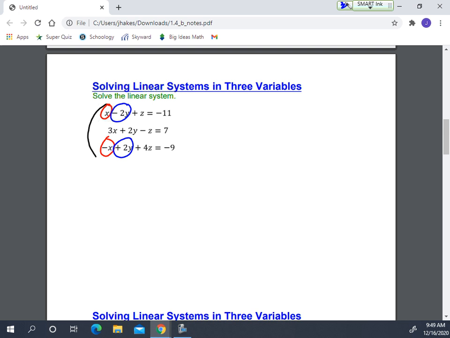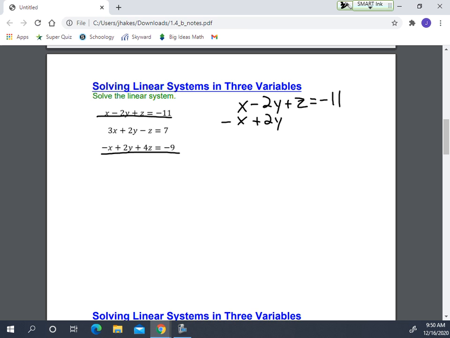Okay, so I'm going to set these two equations up over here. Let me erase this so I can read. x minus 2y plus z is equal to negative 11. And I already have opposites, so I don't even have to multiply by anything. Taking this equation, I have negative x plus 2y plus 4z is equal to negative 9.